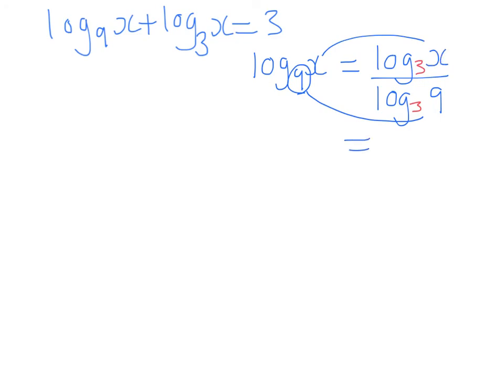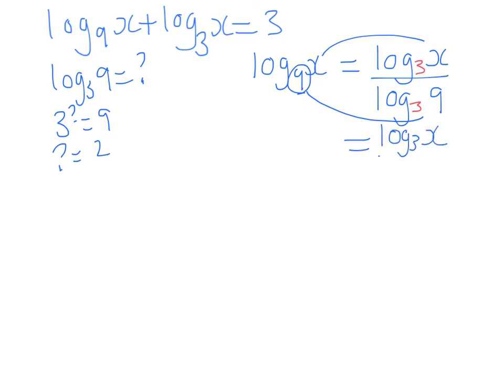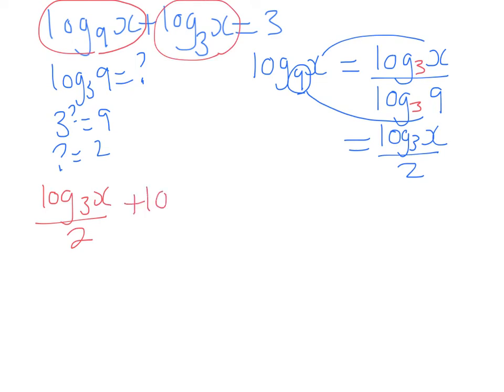Oh, log to the base 3 of 9. What's that? So log to the base 3 of 9 is what? Don't need a calculator, but we could bung it in. So 3 to the question mark is 9, so the question mark is 2. Okay, so this is actually log to the base 3 of x over 2. Right, let's see what we've got then when we start from the beginning. So log to the base 9 of x is log to the base 3 of x over 2. This is still just plus log to the base 3 of x equals 3.